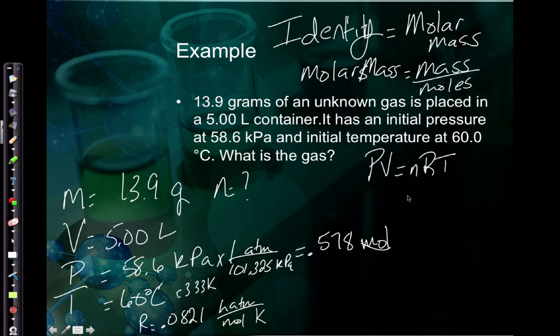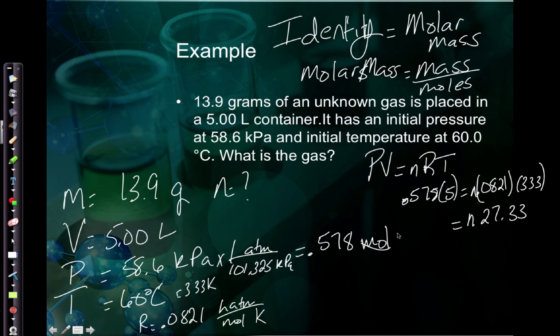My P is 0.578, my V is 5, my number of moles is unknown, R is 0.0821, and my temperature is 333. Now I'm just going to plug everything in. So n times 27.33 equals 0.578 times 5, which gives me 2.89. Let's divide out the 27.33. My number of moles is about 0.10.